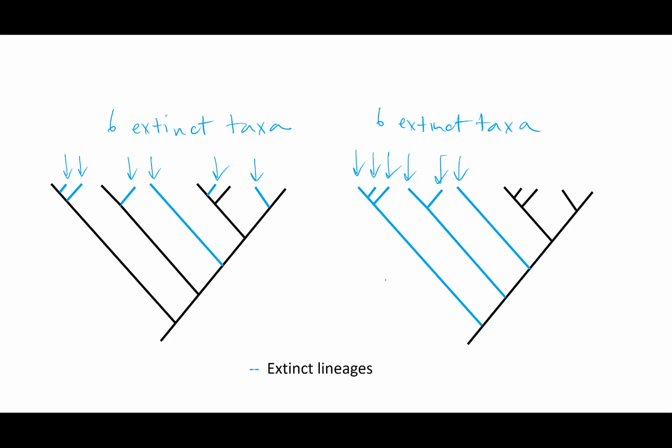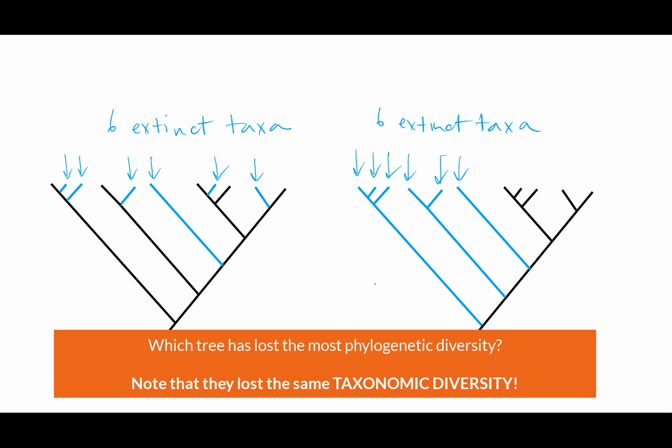But what is the big difference between these two trees? So these are just two hypothetical situations, right? Both on the left and the right, we've got 6 extinct taxa. But which tree has lost the most phylogenetic diversity?